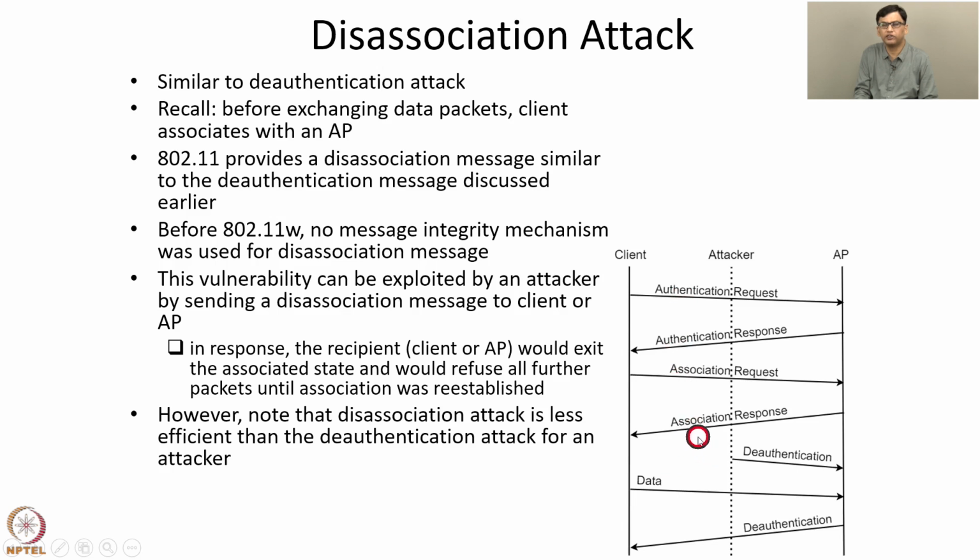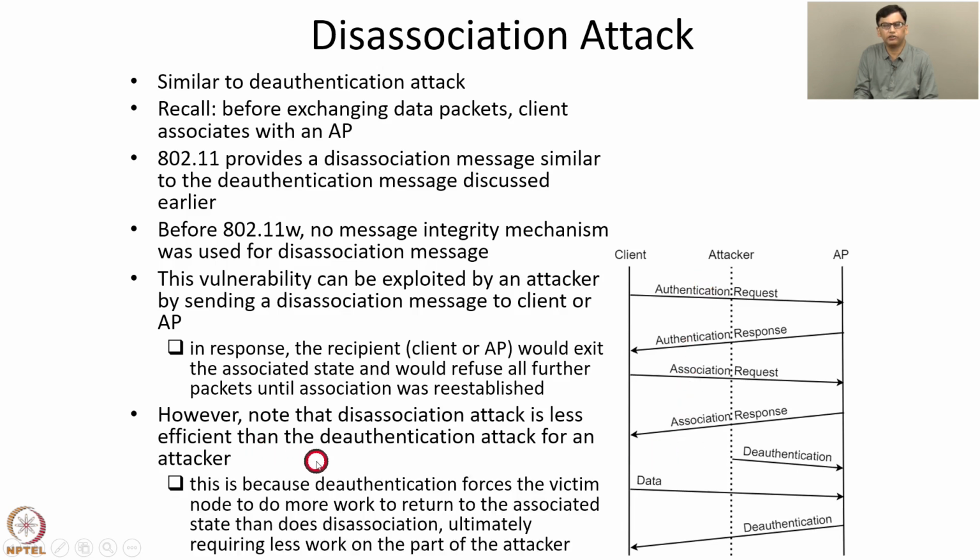Whereas if an attacker sends a disassociation packet to either the client or the access point, then they get disassociated, but they are still authenticated. So to be able to exchange data packets, they have to only associate with each other. That is, the client has to associate with the access point, and then they can start exchanging data. Hence, the deauthentication attack is more powerful than the disassociation attack, because to get back to the state where they can exchange data packets, the client and access point have to re-authenticate as well as re-associate. Only then can they start exchanging data.